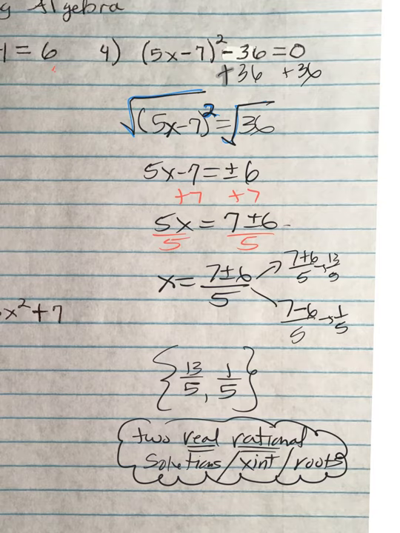So you do have to finish this. You do have to do 7 plus 6 divided by 5, and then 7 minus 6 divided by 5 to get your final answers. So you can't just stop. Some people will stop right here and say, I'm done, and then we say, nope, sorry, you didn't finish. You have to make sure that you finish the problem.